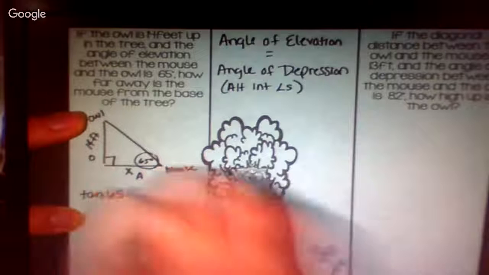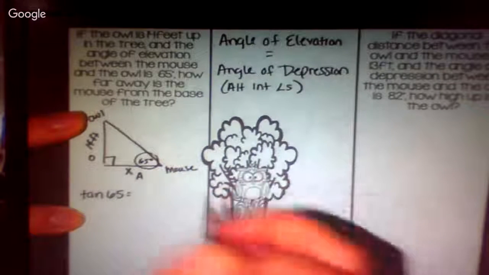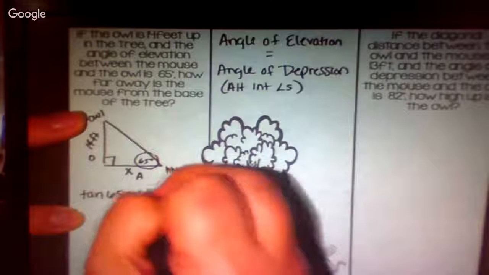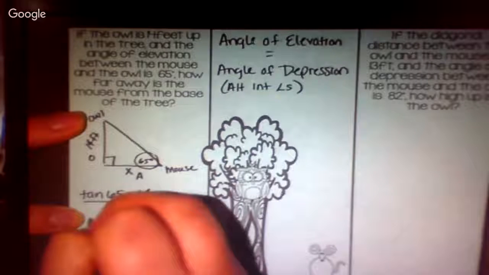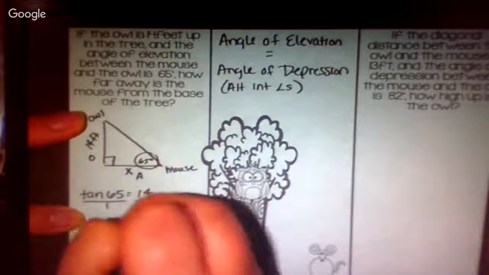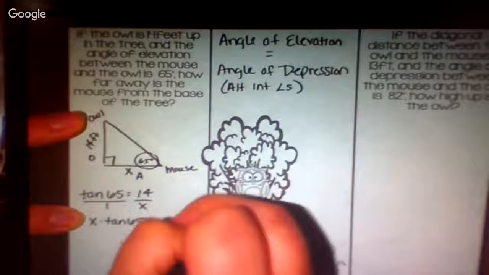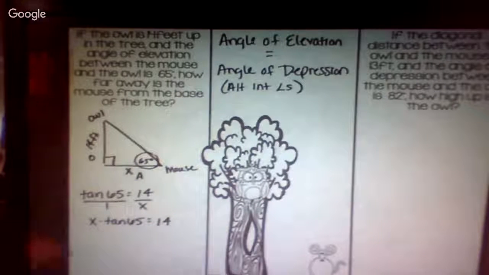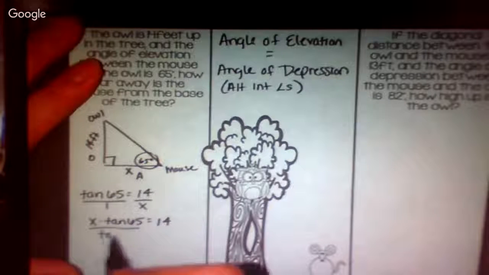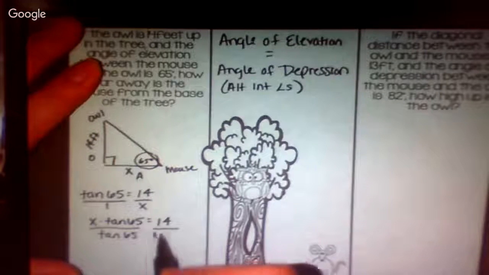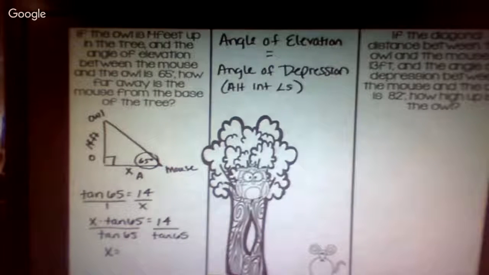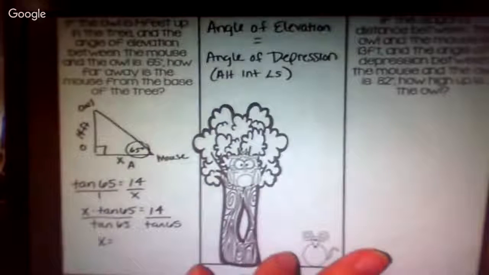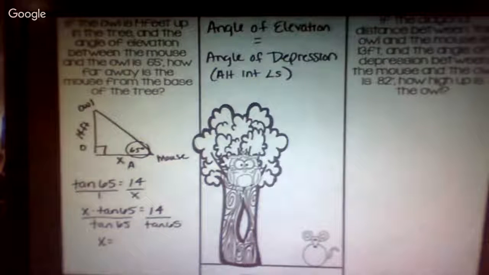Tangent of 65 equals 14 over X. And we are going to divide this time because when I cross multiply, I get X times the tangent of 65 equals 14. We have to divide then by the tangent of 65, which gives us what? 6.53.